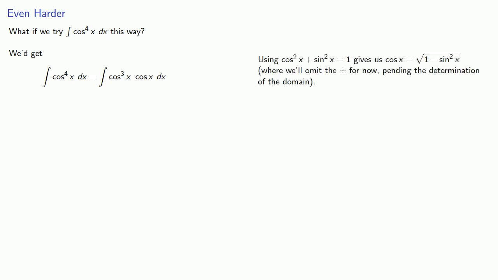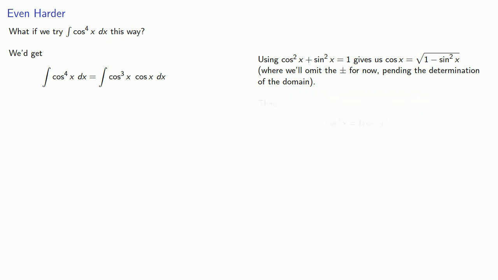What if we try cosine to the fourth this way? We'd break off a factor of cosine, and then try to rewrite the remainder in terms of sine. Now, using cosine squared x plus sine squared x equals 1 gives us cosine x equals square root 1 minus sine squared x, where we'll omit the plus minus for now pending the determination of the domain.